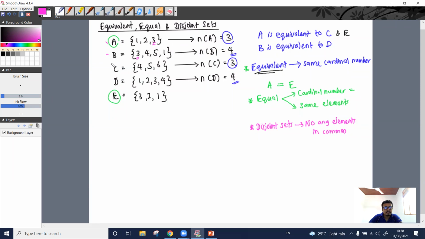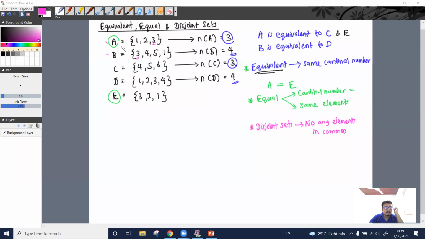What about A and C? Are they disjoint sets? Yes, they are disjoint sets because there are no elements in common. In set A, we have 1, 2, and 3. In set C, we have 4, 5, and 6. None are common elements. What about set A and D?